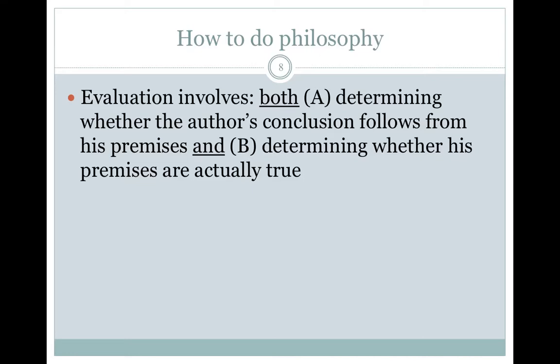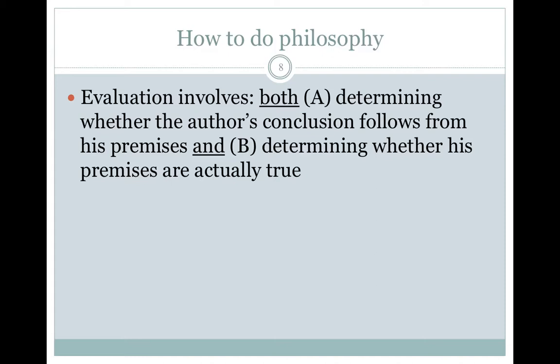Okay, I hinted at this a moment ago, but just to make it explicit, this evaluation aspect, evaluating an argument, involves two things. First is determining whether the author's conclusion follows from the premises. Okay, so do the premises, if they're true, would they provide strong support for the conclusion? And then also, are those premises actually true? That's a separate question. Because it could be the case that if the premises were true, that would provide strong support for the conclusion. But maybe the premises are actually false. So these are two separate matters.